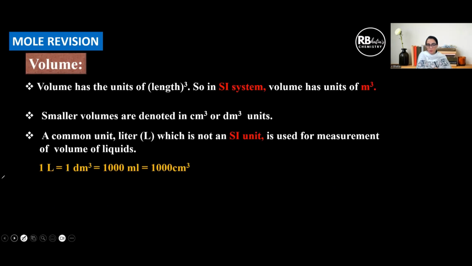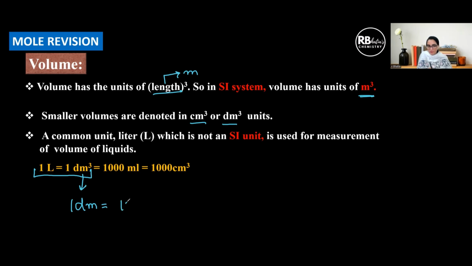Okay. So volume, what are the important points that you need to know? Volume, first, to begin with, you need to know the SI unit. SI unit of volume is meter cube. Why? Because volume is length cube and SI unit of length is meter. Smaller volumes are denoted in centimeter cube or decimeter cube. And a very, very important point, 1 decimeter cube is equal to 1 liter. Please remember, on the decimal system, 1 decimeter, which is equal to 10 to the power minus 1 meter, and which is equal to 10 centimeter, right? This is also equal to 1 liter.